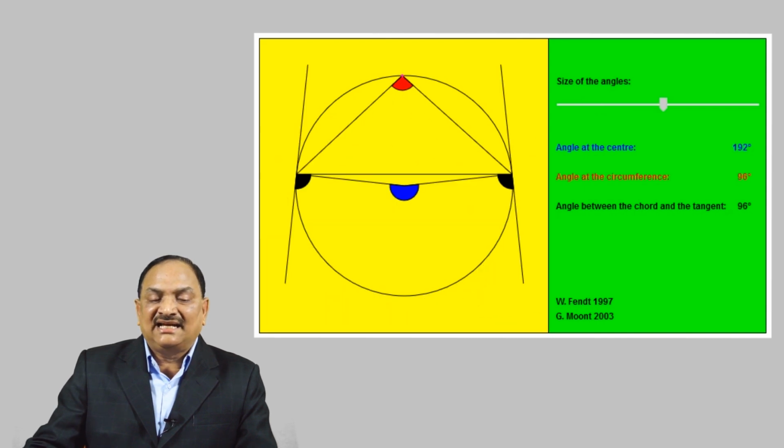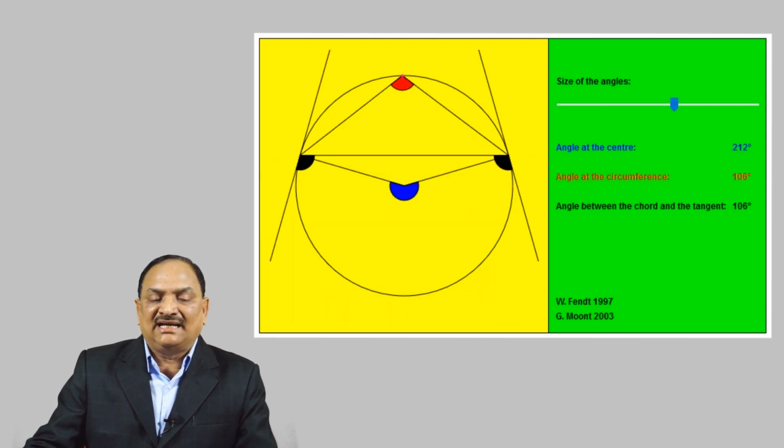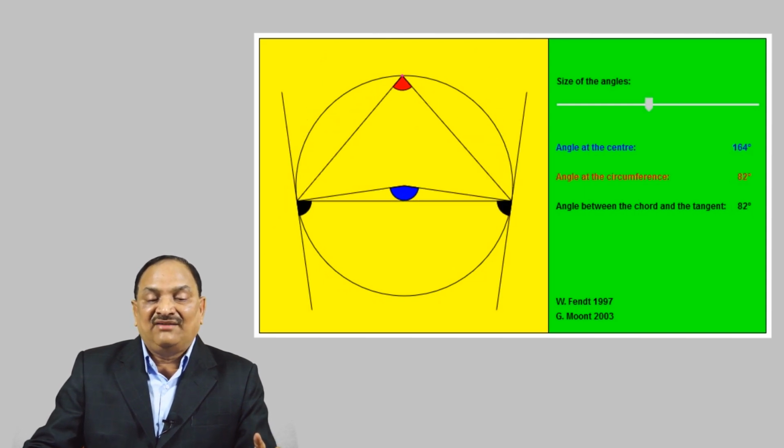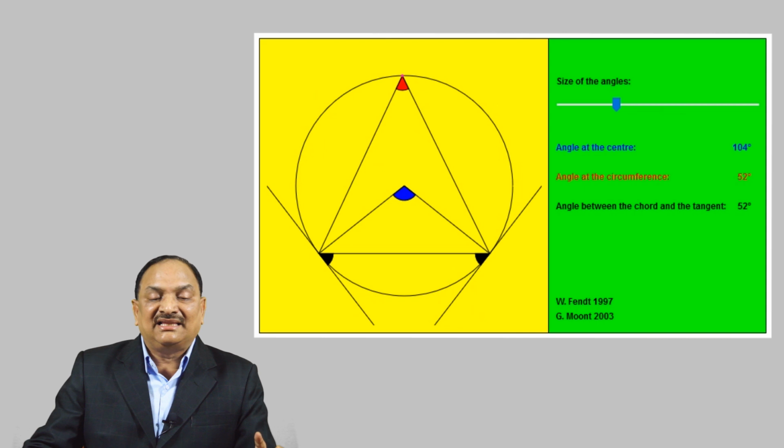And I can increase it, I can make, say, an obtuse angle, and now the angle is about 212 degrees, and half of that is 106 degrees at a point on the remaining part of the circle. So we should understand one thing: when you are talking about a minor segment, the angle is obtuse, it is more than 90 degrees. And when you take a major segment, the angle is acute, it is less than 90 degrees.